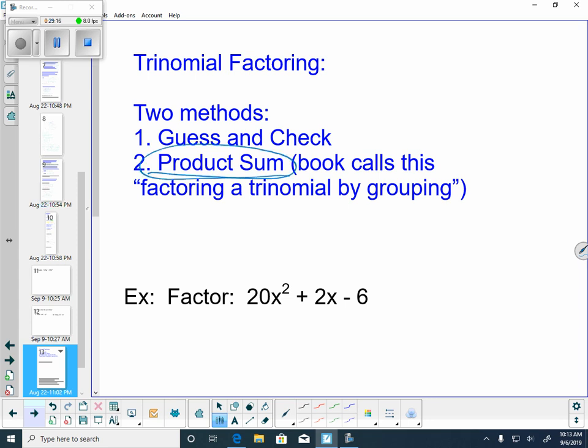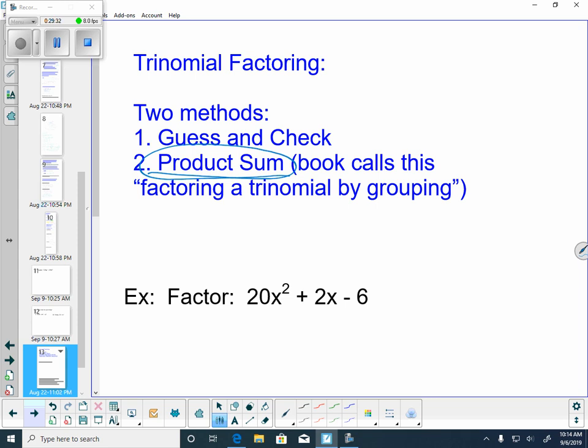Do those words make sense to you if I say factoring using the product sum technique? The AC factor, so that you multiply the A times the C?